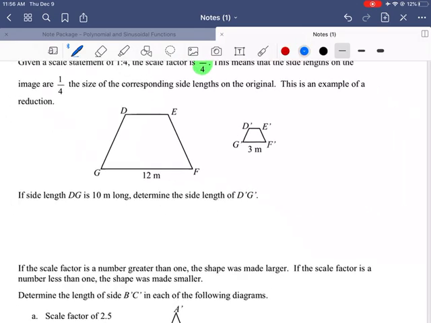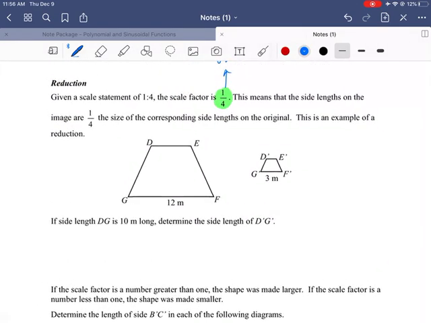So again, we figure out which is our original and which is the image, and these primes tell us that this is our image, and this must be our original. So if the length of DG is 10 meters long, so DG, there's no apostrophes, so this side must be 10 meters. Determine the side length of D prime G prime, which is on the image. So we take our original measurement, 10 meters, and multiply it by our scale factor.